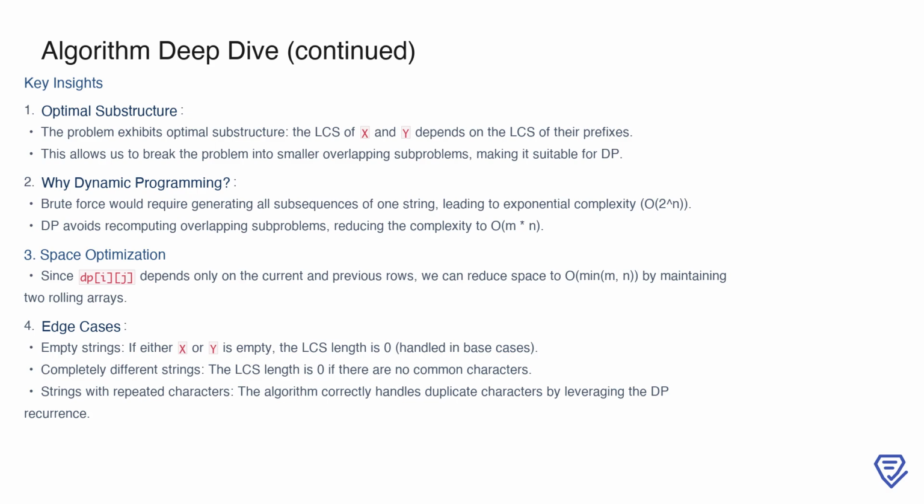By storing results of overlapping subproblems in the DP table, we reduce the complexity to O(m times n). Further, space optimization is possible because each cell in the DP table depends only on the current and previous rows. This allows us to reduce space complexity to O(min(m, n)) by maintaining two rolling arrays instead of the full DP table. It's also important to consider edge cases, such as when one or both strings are empty, where the LCS length is naturally 0.